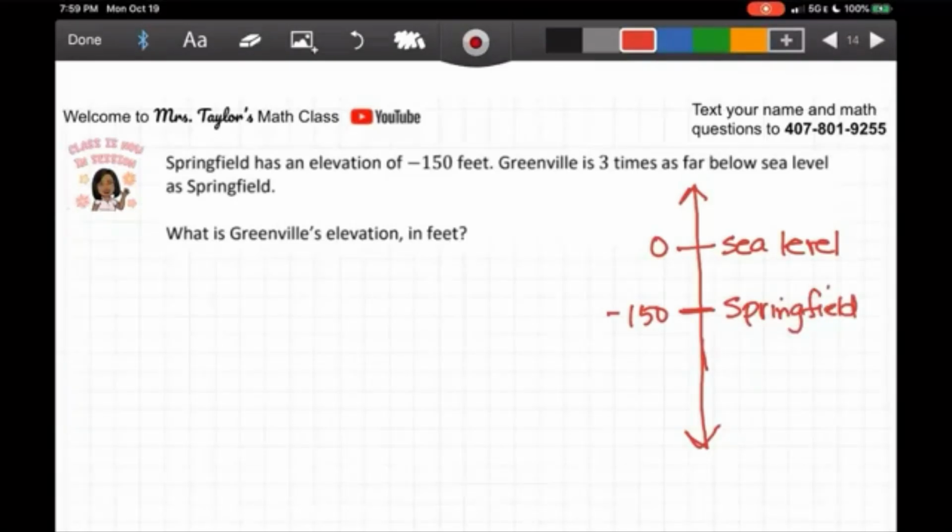They're saying that Greenville is 3 times as far below sea level as Springfield. So it's like I have to multiply this 3 times. So I'm just multiplying this by 3 in order to get to Greenville.